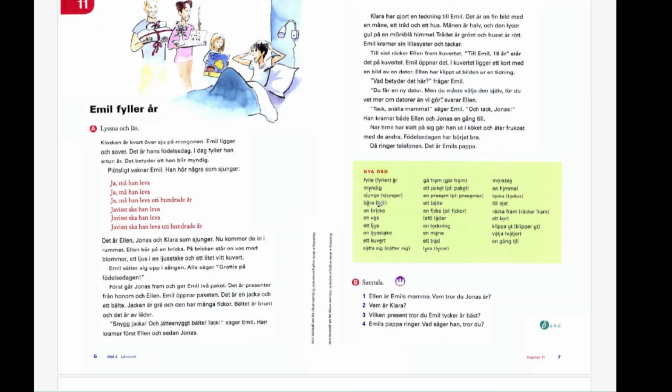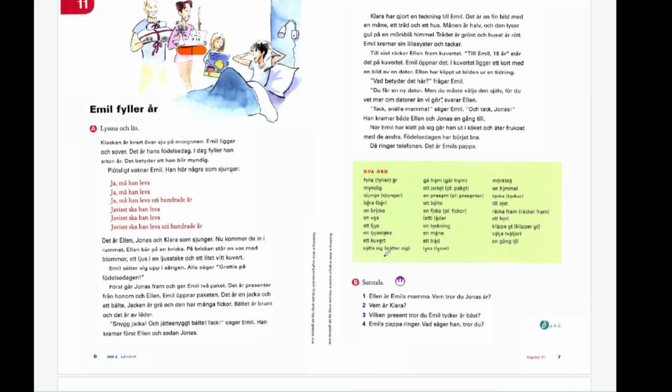Bära, to hold, and her mother was holding this tray. Bricka is a tray, as I just showed you here. And vas is the flower vase. Ljus is a light. I'm just talking about the holder of this candle. You can see here there's a candle. It's a ljus, and the ljusstake is the holder for the candle. Ett kuvert is the envelope that they have here.